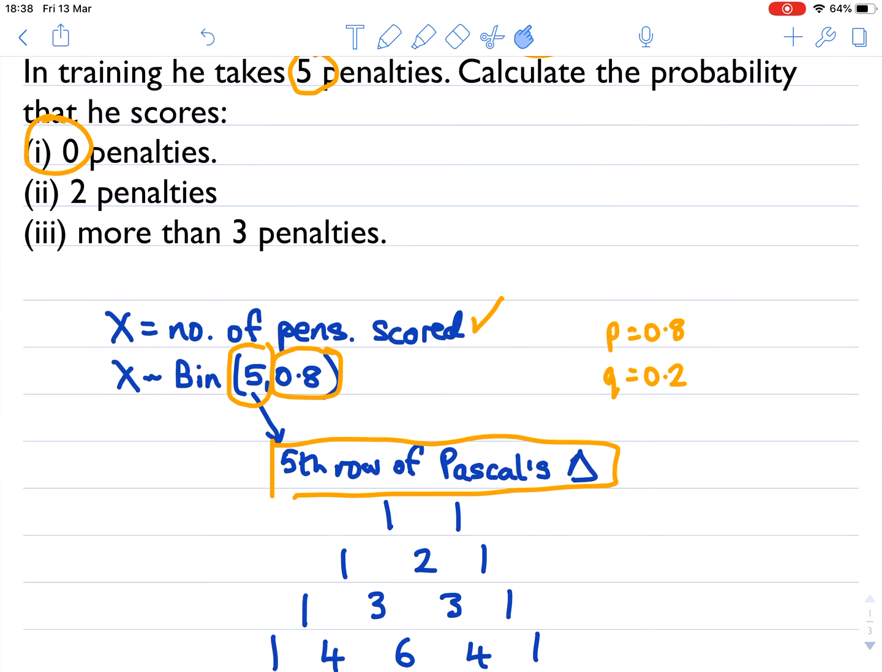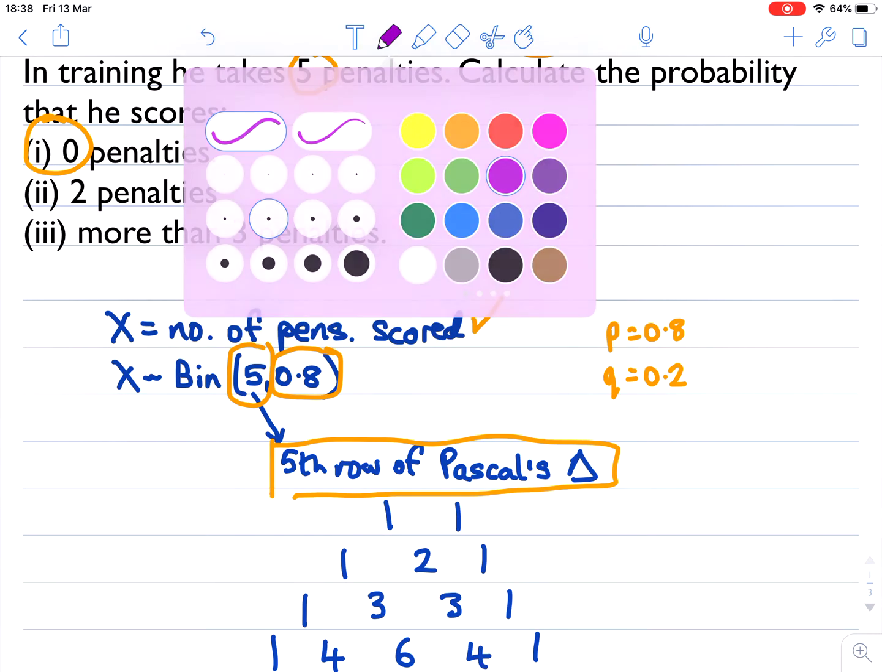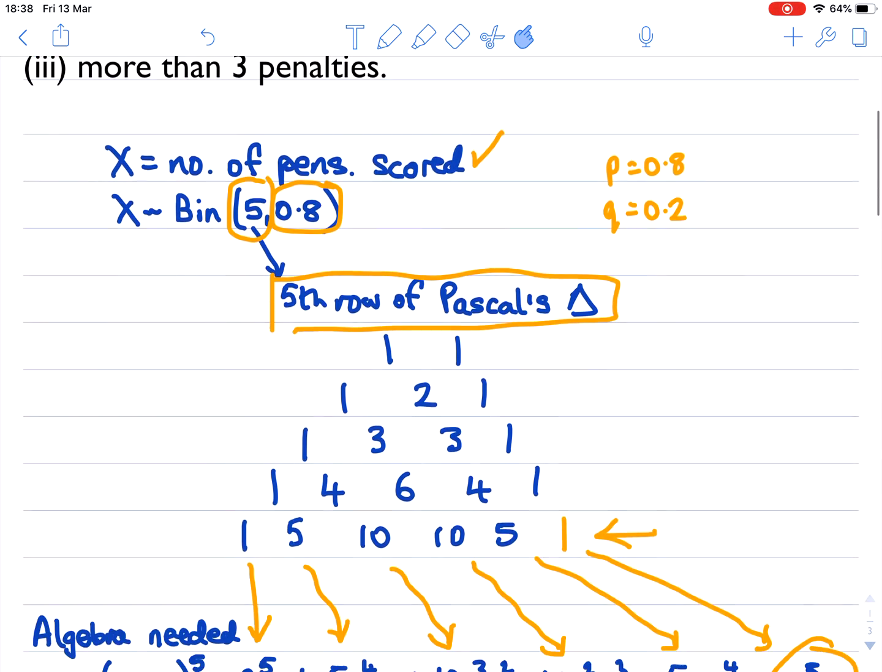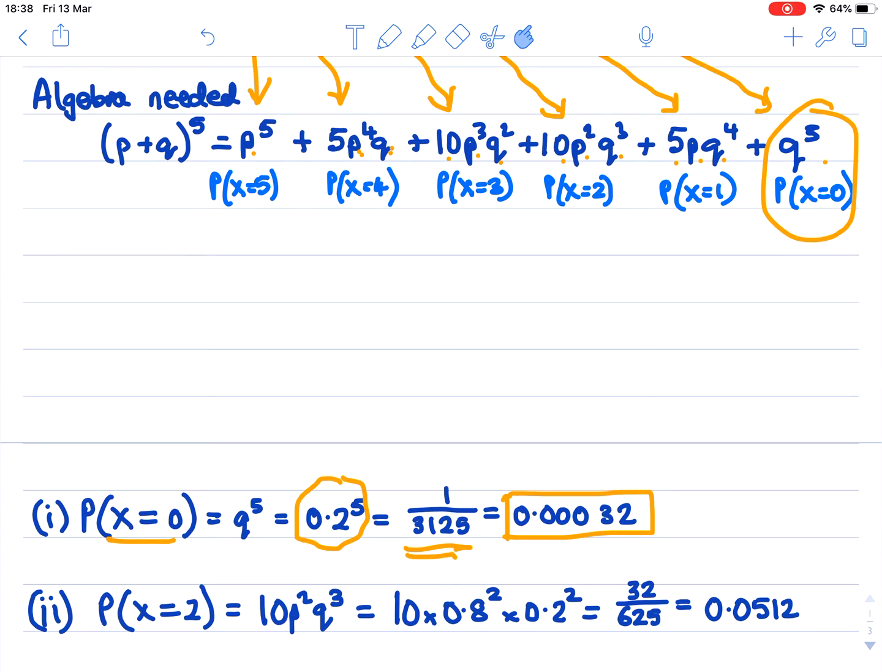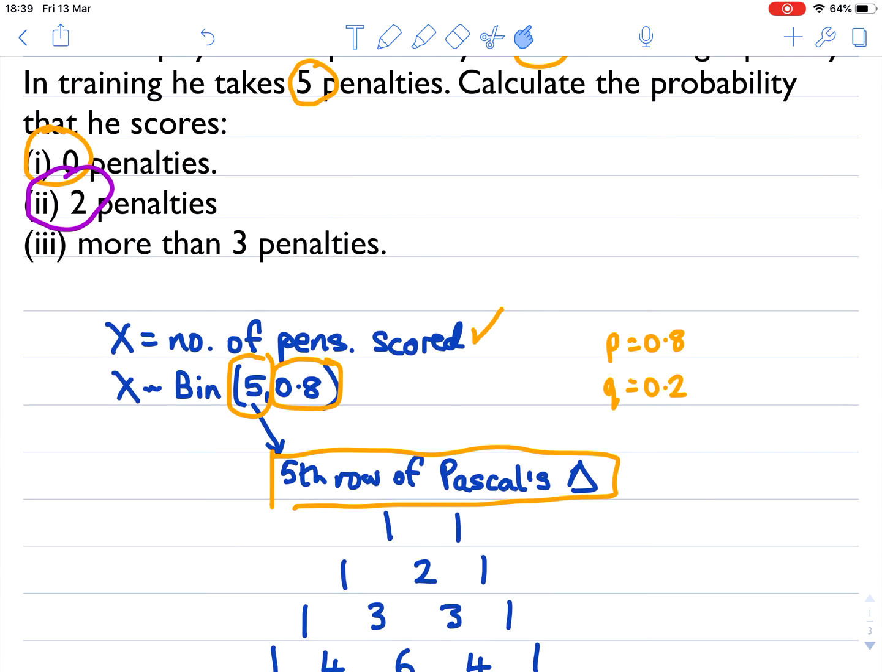Second bit, what's the probability that he scores 2 penalties? So probability that x is 2. So x is 2, just write it down, proper notation. Look for what you're looking for, so it's 10 p squared q cubed, so it's the probability that he scores 2 and misses 3. So substitute in, so it's 10 times 0.8 squared, because that's the probability of him scoring, times 0.2 cubed, because that's the probability that he misses, and then that should give us 32 out of 625, which is, press S to D again, 0.0512.